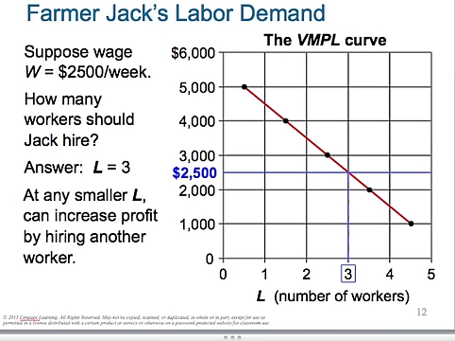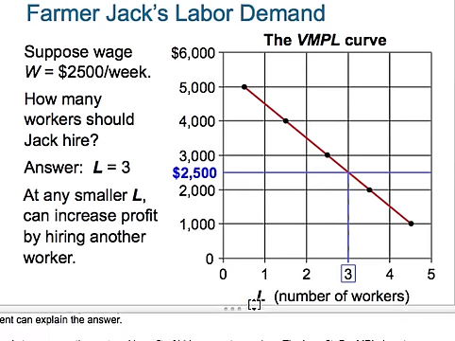At any L larger than 3, you can increase profit by hiring one fewer worker. So essentially, you find the turning point. If you recall one of the previous slides, Farmer Jack is going to keep hiring workers up until the point that he's no longer making additional profit. At labor 1, he's making a profit. He adds a second labor, he's still making a profit. Labor 3 starts to break even. Labor 4, he's actually losing profits.